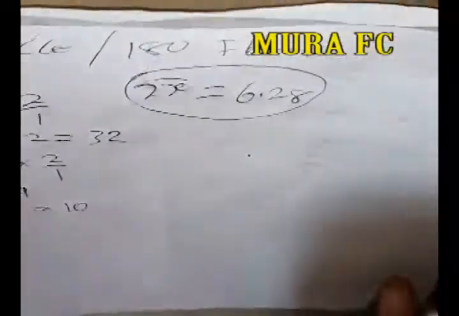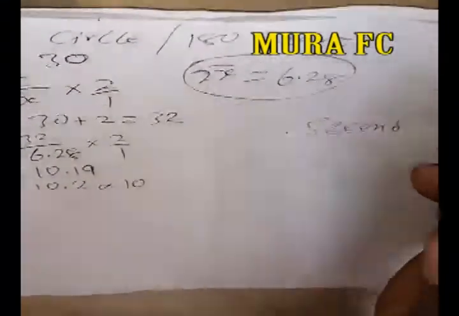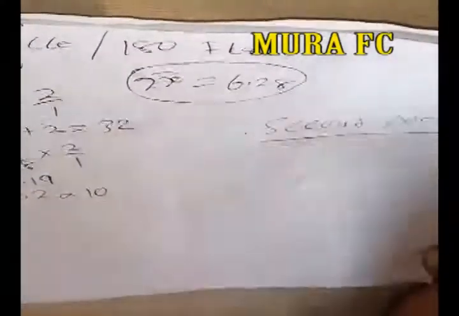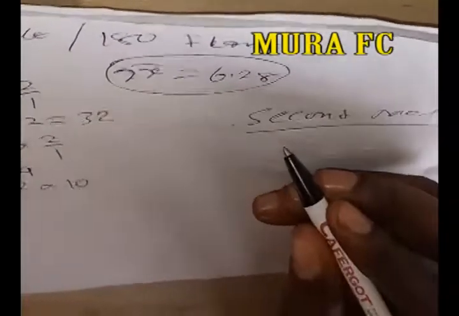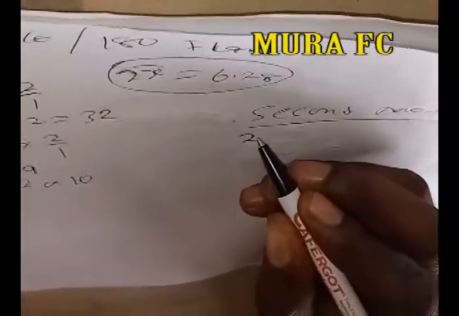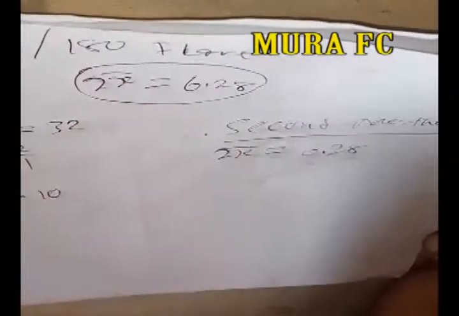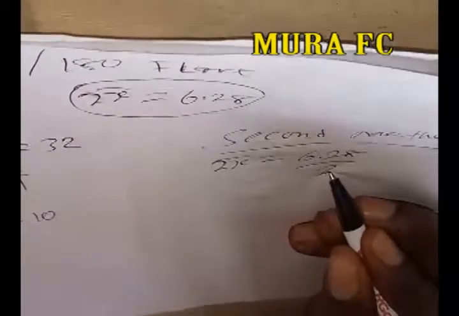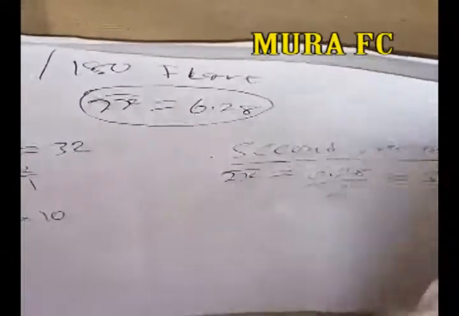So let's go to the second method. Like I said, we need a radius. You can use the first method or this second method. Which one you use is up to you. We know that 2 pi is equal to 6.28. But we're going to divide it by 2, because the 6.28 stands for a full circle.